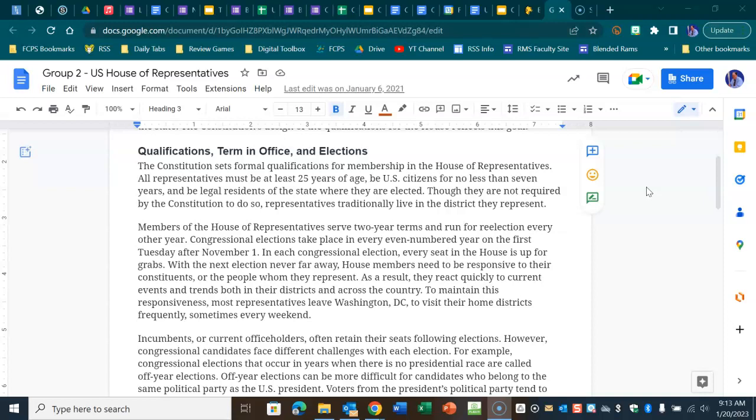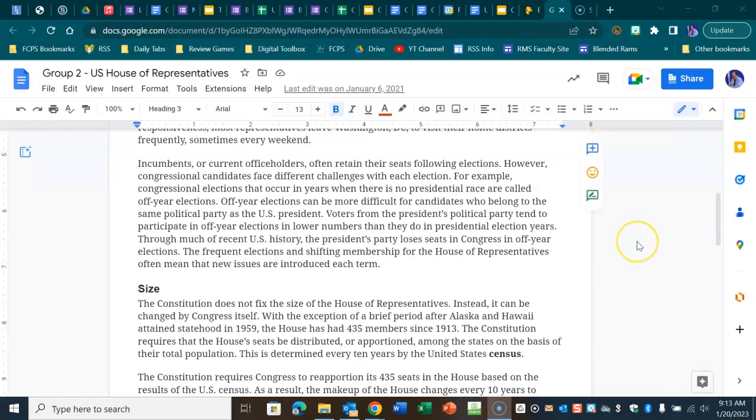With the next election never far away, House members need to be responsive to their constituents, or the people whom they represent. As a result, they react quickly to current events and trends both in the district and across the country. To maintain this responsiveness, most representatives leave Washington, D.C. to visit their home districts frequently, sometimes every weekend.